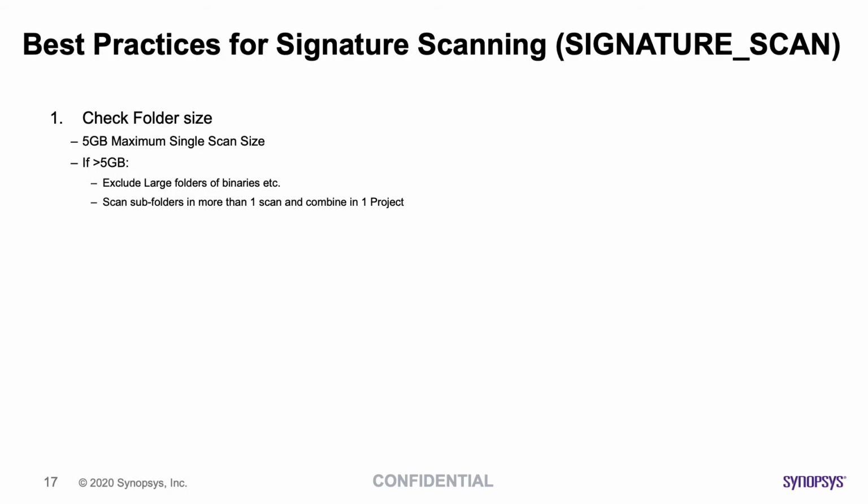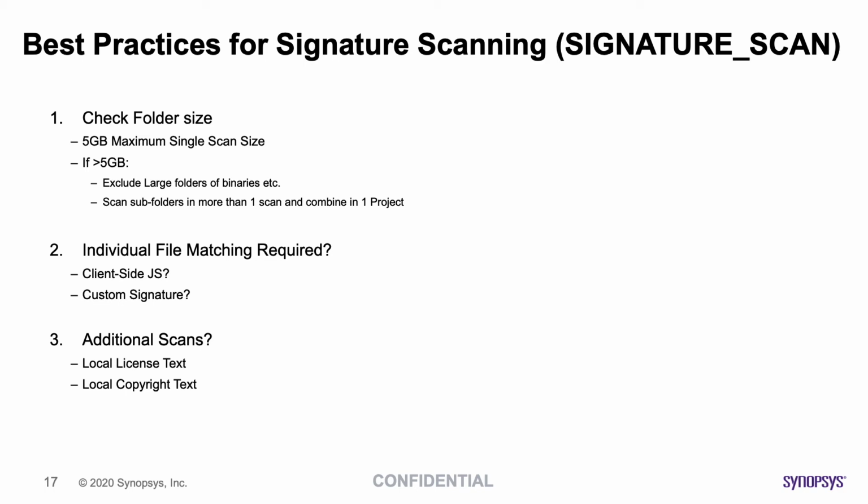So for signature scanning, the first thing you need to do is to check the size. There's a default limit of 5 gigabytes per scan for the signature scanner. If you have a project bigger than 5 gigabytes, then use excluding technologies to exclude large folders of binaries. If you do truly have large projects, then you can perform more than one scan on subfolders and combine into a single project. Identify if individual file matching is useful. In most cases, this is not true. And consider the additional scans, the local license text and the local copyright text.